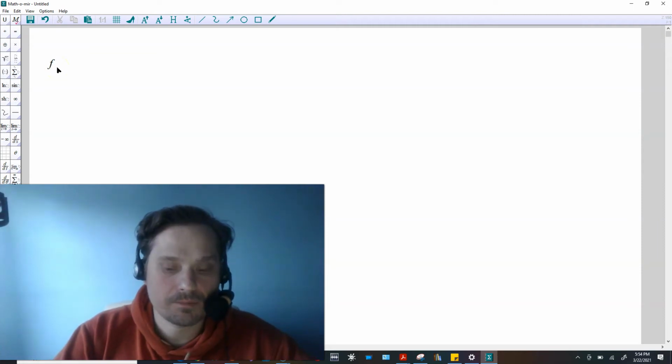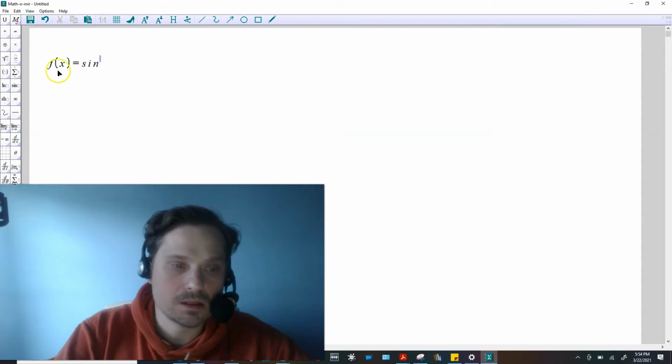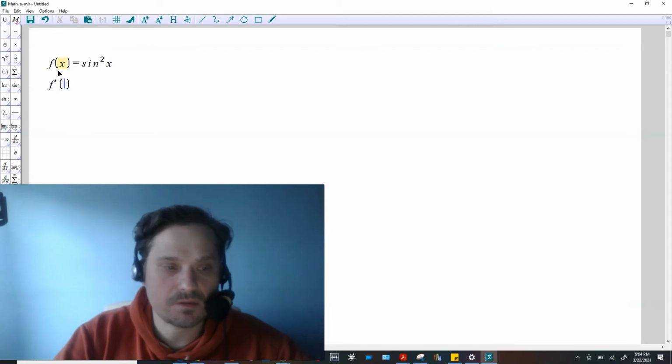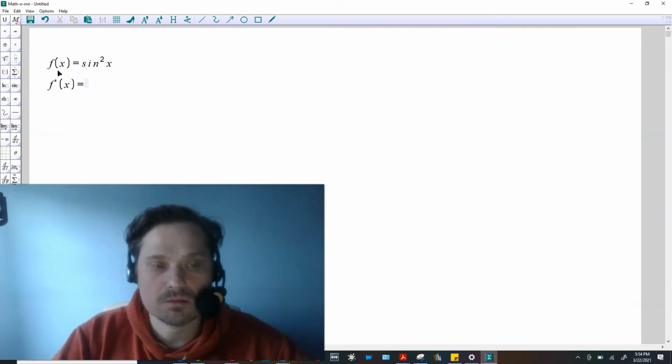So I'm going to have here f of x equal to sine squared of x this way. I want to find the second derivative, so I'm going to find the first one first. So f prime of x would be equal to, you've got to use the chain rule because sine is the inside function and squaring is the outside function.